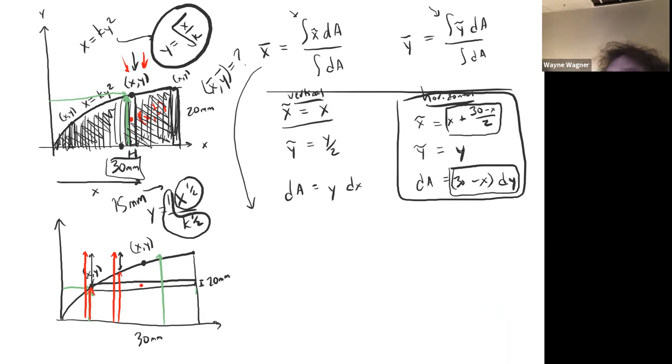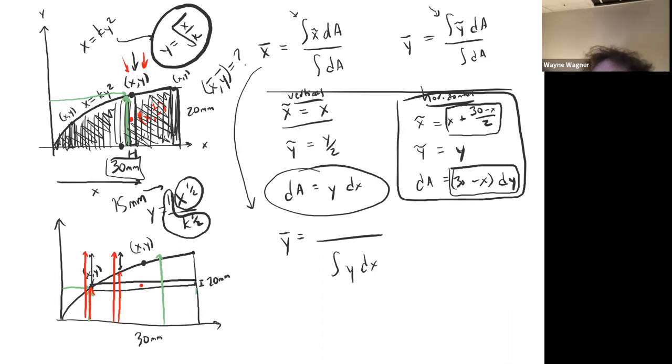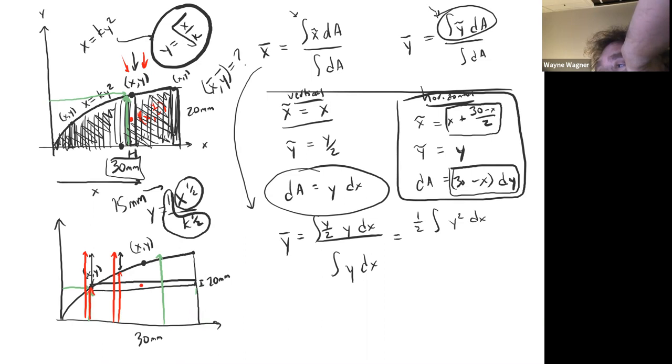Okay, so here we go. So y bar equals integral of y tilde dA over integral of dA. Here's our dA down here, so the bottom is the integral of y dx. The top is going to be y tilde, which is y on 2, times that dA, which is y dx. Actually, I think this one's going to be a lot easier. So I'm going to bring that 1/2 out front: 1/2 integral of y squared dx over integral of y dx.